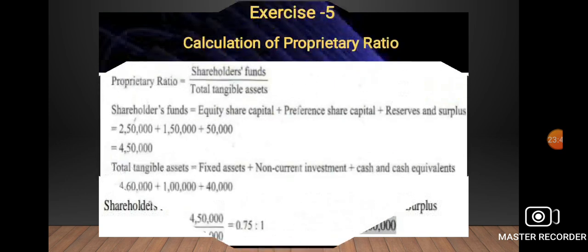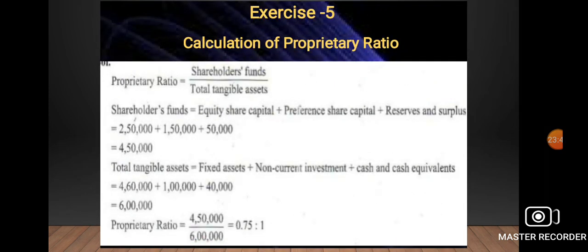So next sum, question number 5, calculation of proprietary ratio. What do you mean by proprietary ratio? Proprietary ratio gives the proportion of shareholders funds to total assets. It shows the extent to which the total assets have been financed by the shareholders funds. It is calculated as follows. What is the formula of proprietary ratio? Shareholders funds divided by total assets.